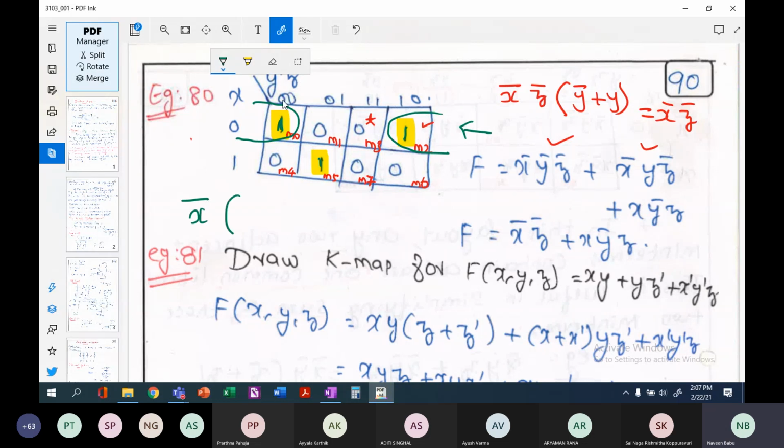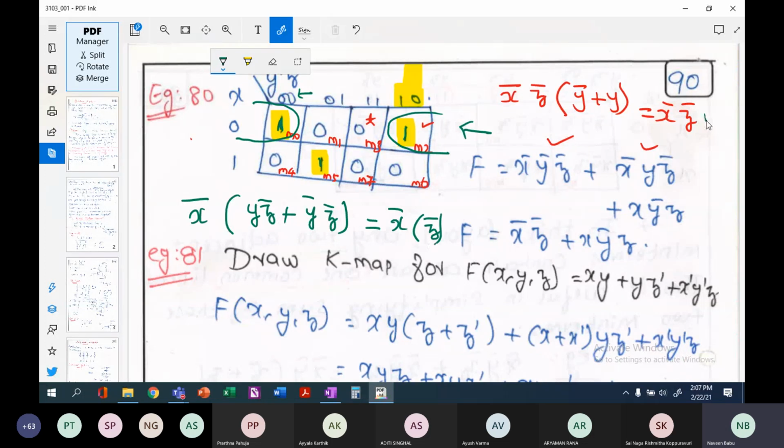I'm speaking about this particular cell. This cell corresponds to 1 0, which means Y Z bar, plus this cell corresponds to Y bar Z bar because 0 0. So what is this? X bar multiplied by, when you take Z bar common, Y plus Y bar will be 1. So it is just Z bar only, and you got X bar Z bar.